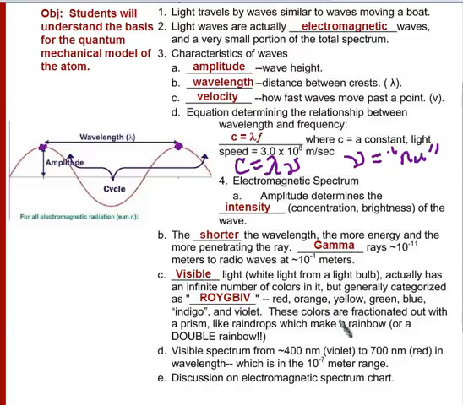Now, these colors are fractionated out with a prism, like raindrops, which make a rainbow, or, dare we say, a double rainbow, all the way. Now, our visible spectrum runs from about 400 nanometers, which is in the violet range, to 700 nanometers, which is in the red range.